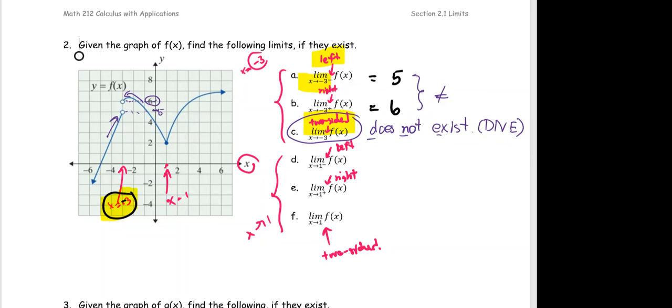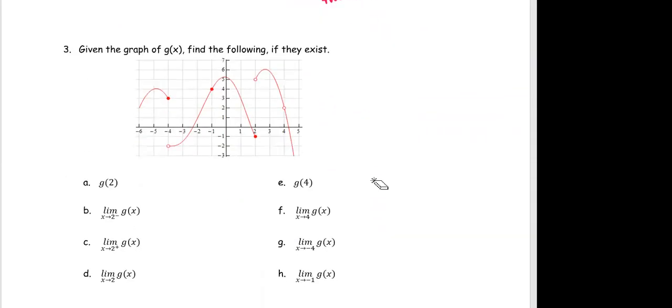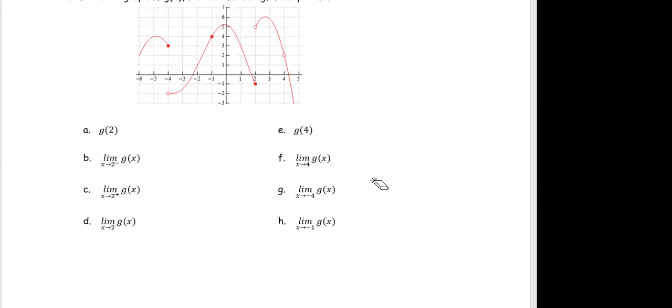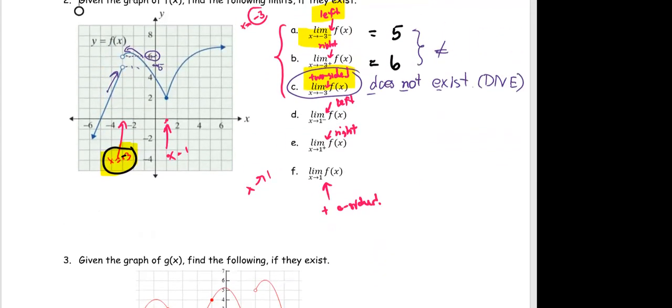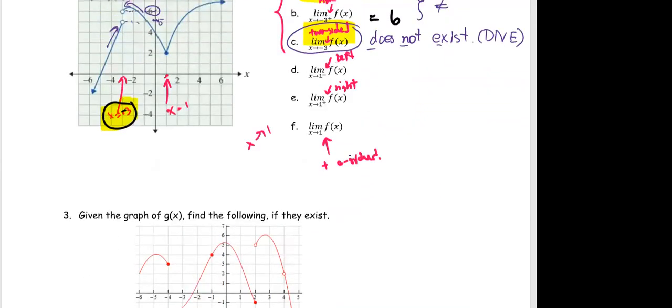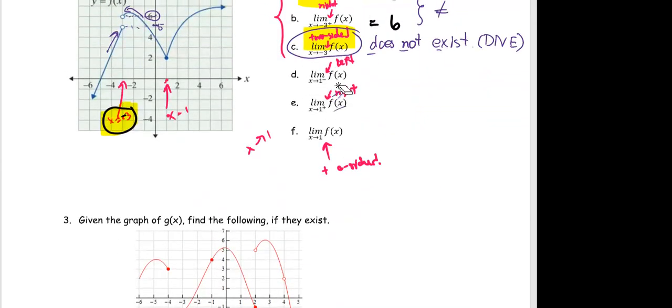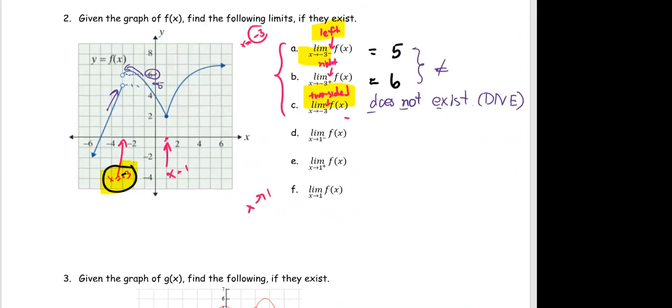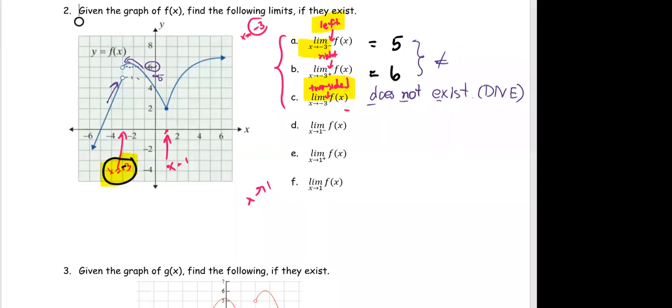The next three parts here are going to help you put the pieces together more. Let me clean up some. Okay, ready to go. For D, E, and F, we target x approaches 1 this time. x approaches 1.